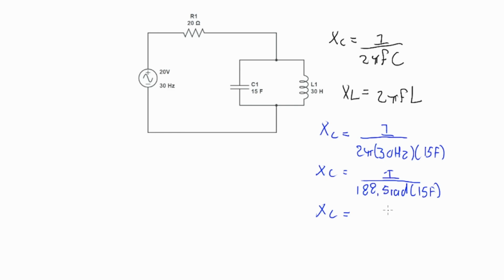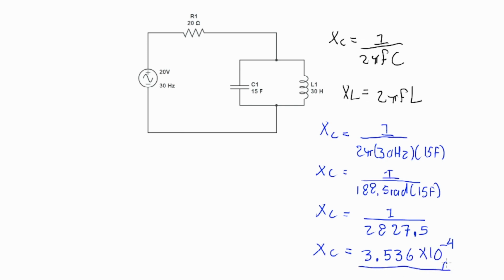So now we just do this multiplication, and the reactance of the capacitor will be the result of this division. So we do that and obtain this value. Okay, so that's the reactance of the capacitor. Let's move on to the inductor.